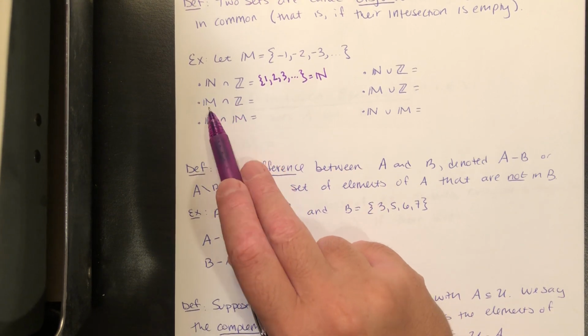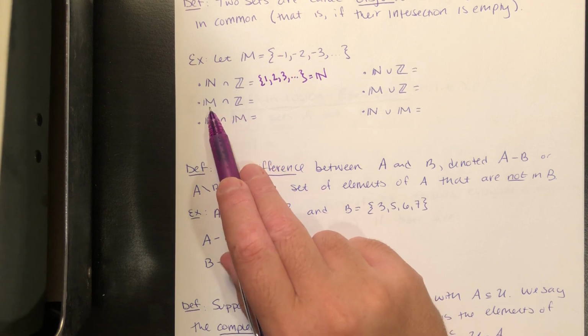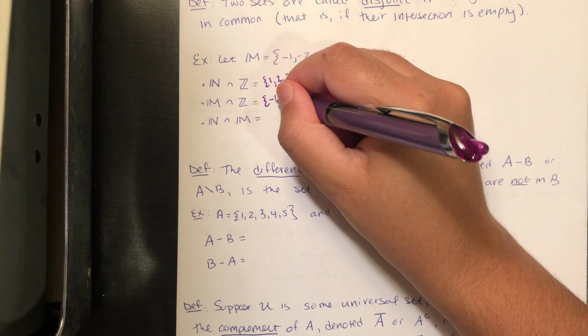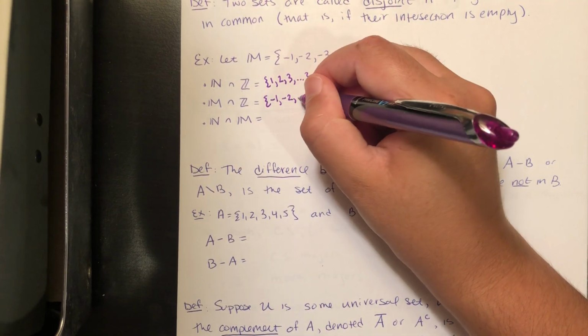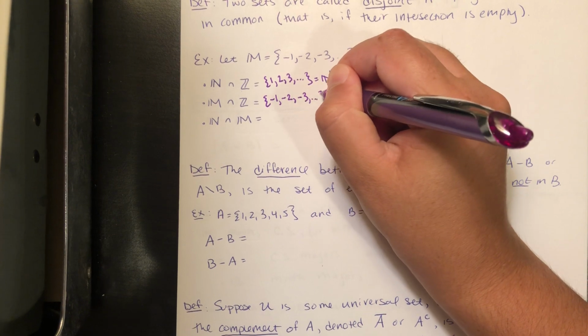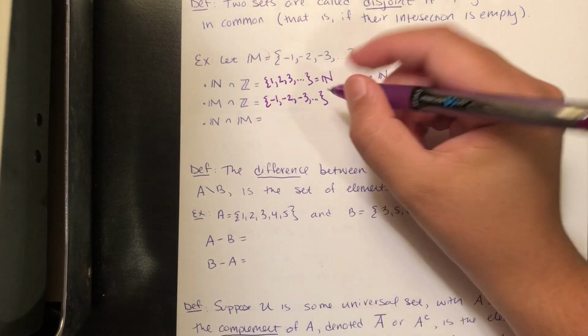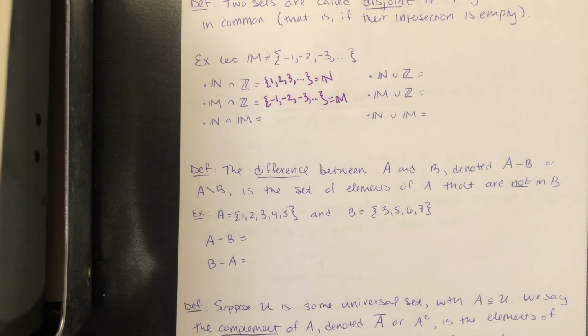How about M and Z? So M is the negative integers, and Z is just all of the integers. Well, -1 is in this set M. It's also an integer, so it will be in the intersection. -2 was in both, -3 is in both, same thing. This set M happens to be a subset of the integers, so their intersection is just going to give you back that set M again.